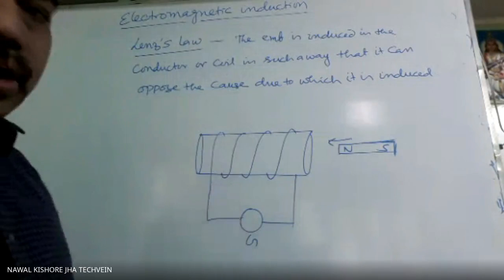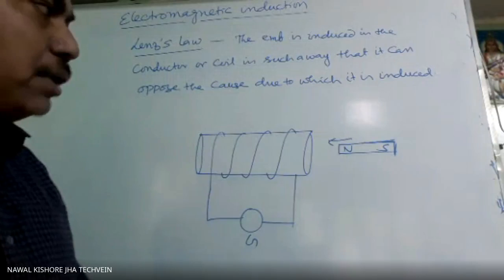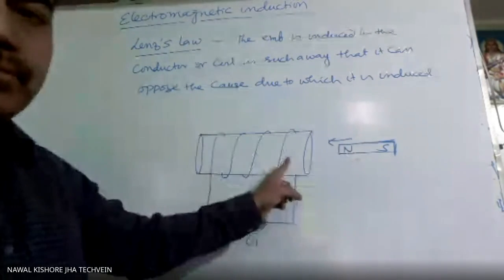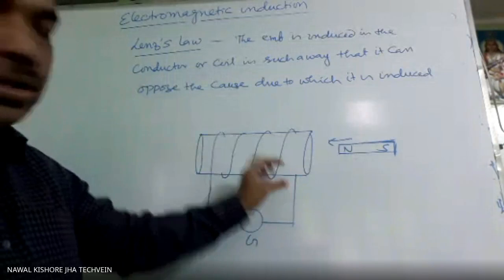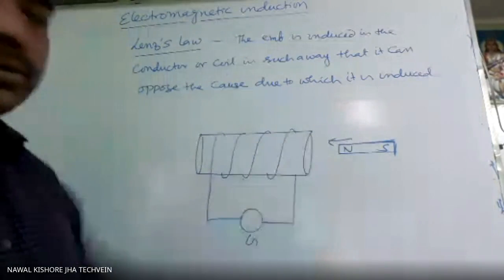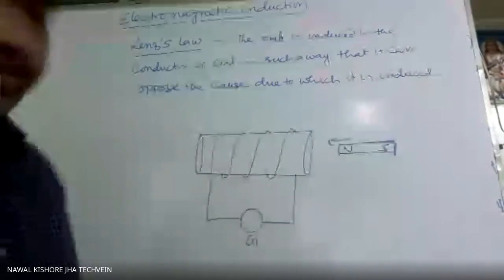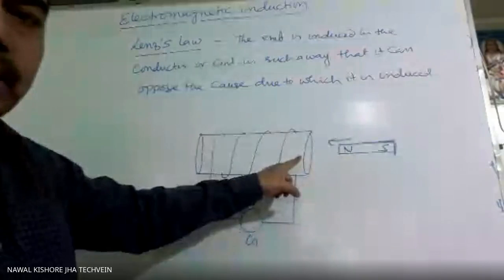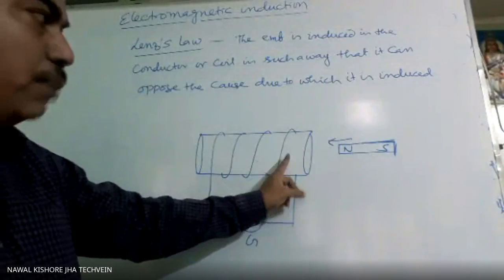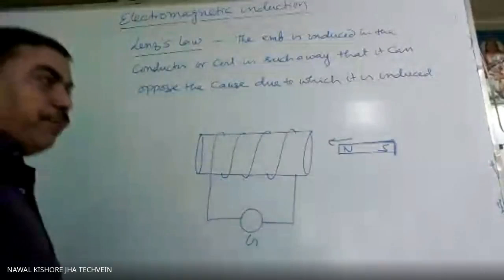Now EMF will induce in such a way that it can oppose the cause. And what is the cause here? EMF is induced due to motion of the magnet. So it will oppose this motion. How will it oppose? By repelling. It is moving towards the solenoid. Due to that only it is induced. So it will oppose by repelling it. And to repel, what will be?